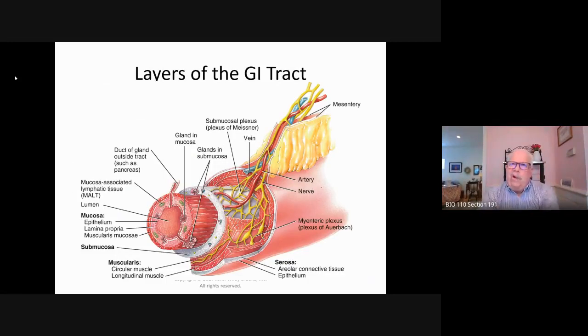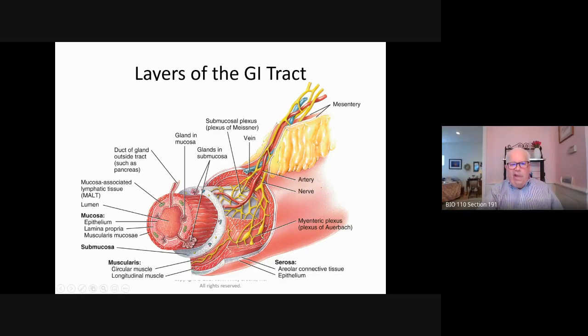Now, there are 4 layers to the wall of the GI tract. The outside layer is called the serosa. Here is the serosa right here. Basically, it's connective tissue. Once you go through the serosa, you get to the muscularis. The muscularis is what propels the food down the GI tract. It's in every part of the GI tract.